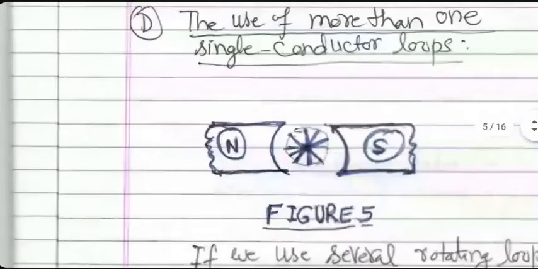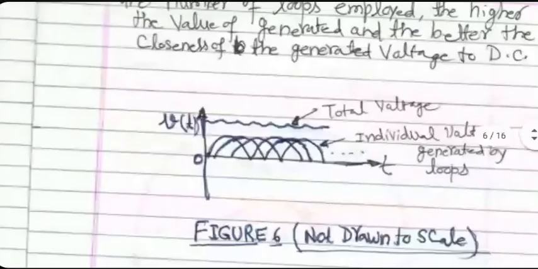This waveform is not DC. Let's try to make it DC as close as possible. What happens is, for each loop, I'm showing only cross section. For one loop, which is in the middle as a vertical, the EMF generated will be the first waveform in this diagram. Okay, it's unipolar.